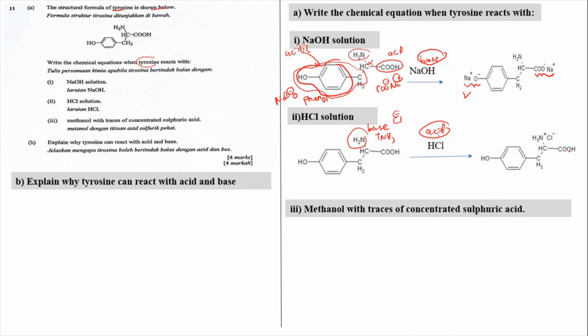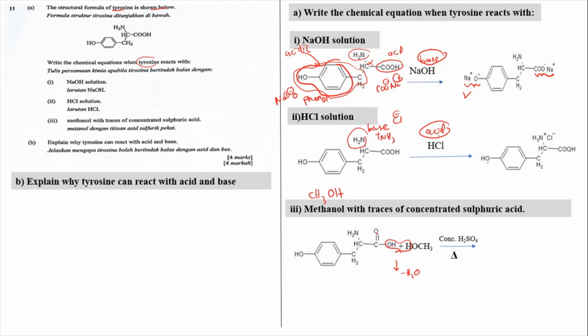The other part, which is the acid part, will just maintain as usual. And then for number 3, the tyrosine will react with the methanol. The methanol has a formula of CH3OH, or you can write it as HOCH3. So in the presence of concentrated H2SO4 at high temperature, the OH from the carboxyl group is removed, and the hydrogen from the alcohol is removed together in order to eliminate water.